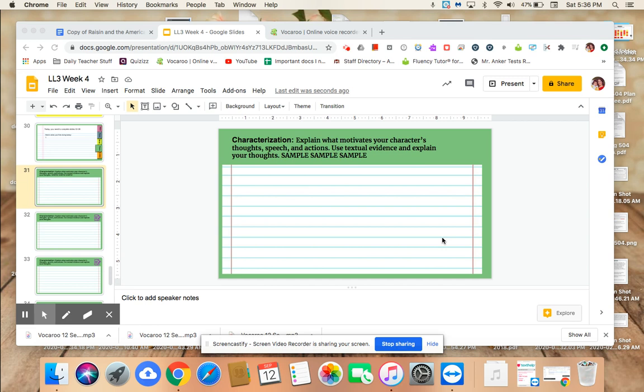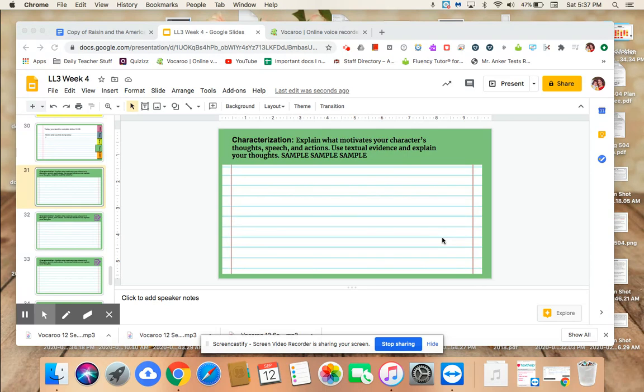Right. Today's assignment is going to be to reflect on Monday, Tuesday, and Wednesday's characterization and to pull that all together in a paragraph. So the slide says, explain what motivates your character's thoughts, speech, and actions. Use textual evidence and explain your thoughts. And of course, this is a sample.